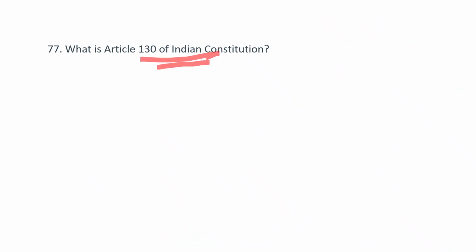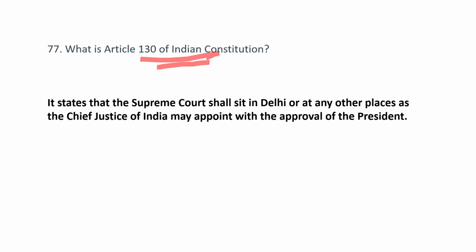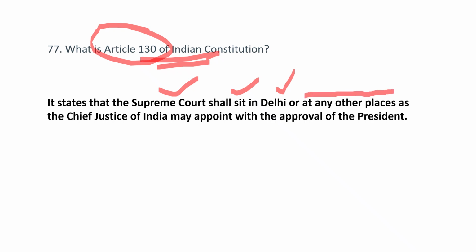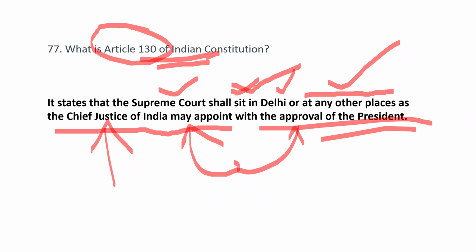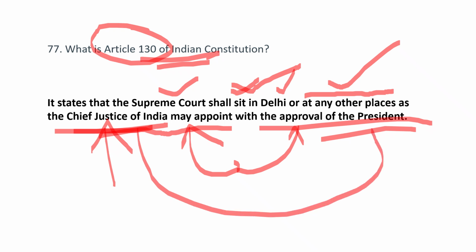What is Article 130 of the Indian Constitution? Article 130 states that the Supreme Court shall sit in Delhi, or at any other place as the Chief Justice of India may appoint. But for that, the approval of the President is needed. The Supreme Court usually sits at Delhi, but it can sit anywhere in India other than Delhi. That can be decided by the Chief Justice of India, but the prior approval of the President is needed. Okay, next question.